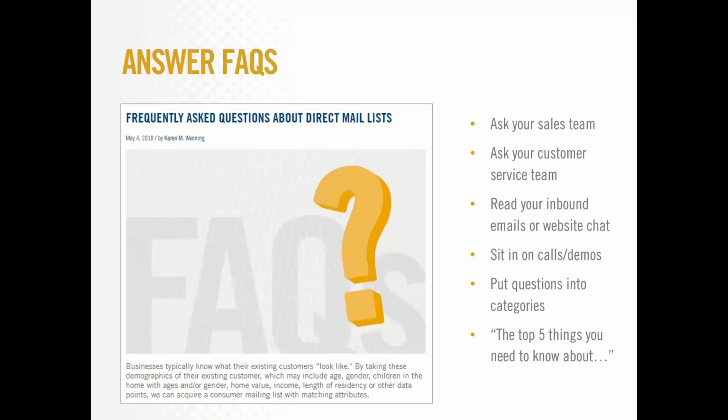So we did this with one of our salespeople, and she did a frequently asked questions about direct mail lists with all the questions people had been asking her about. What kind of data can I get on a direct mail list? Whether it includes the recipient's age, gender, children in the home, value, income, how long they've lived there, other data points. The good thing about frequently asked question blogs is that when people are typing these questions into Google, your blog could come up in the results.